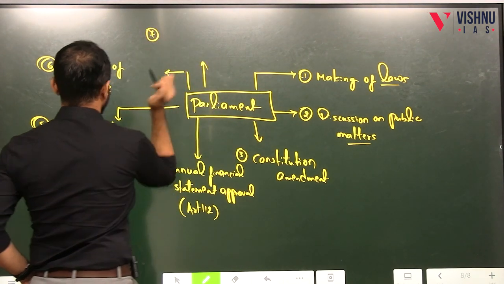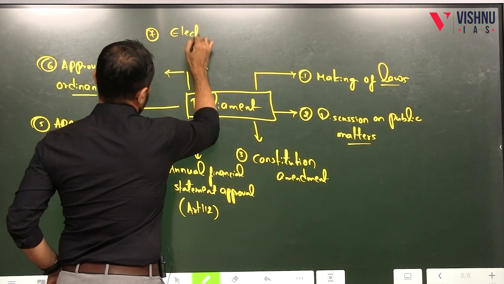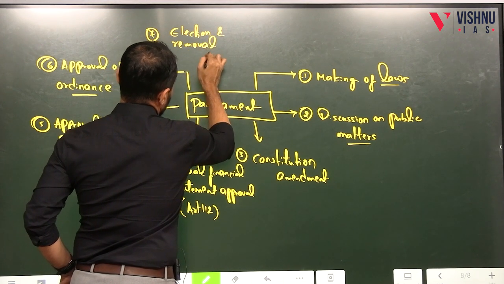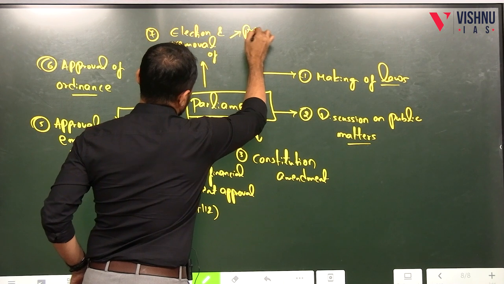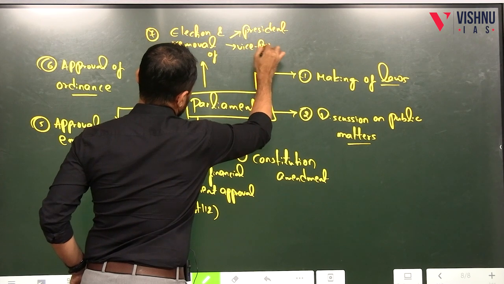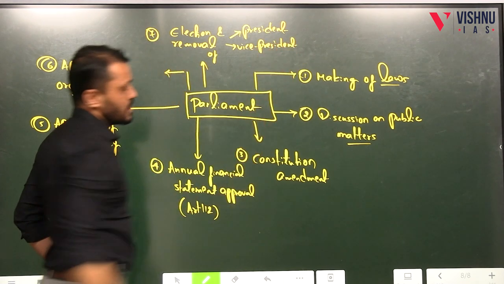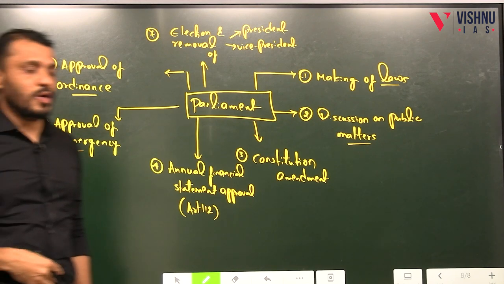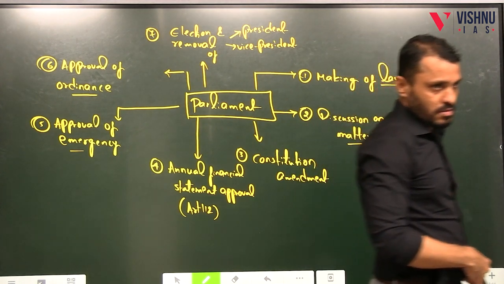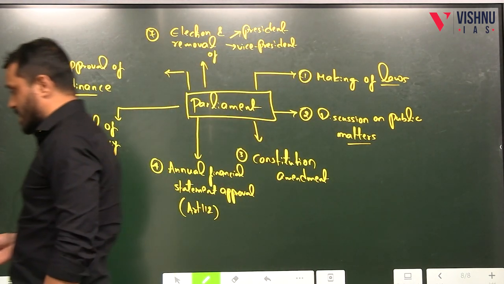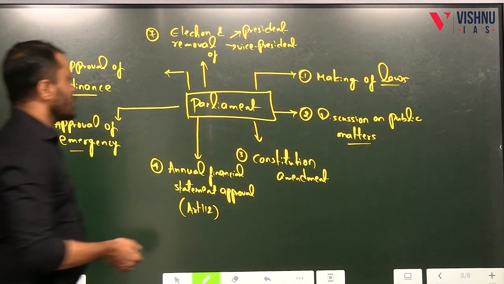Parliament will be involved in the election and removal of the president and vice president. In that also parliament will be involved. Which members in the parliament will be involved, we'll discuss. That comes under the topic of Electoral College of President Election. We'll discuss that, and the Electoral College of the Vice President Election also we'll discuss. Next, what is the other function?